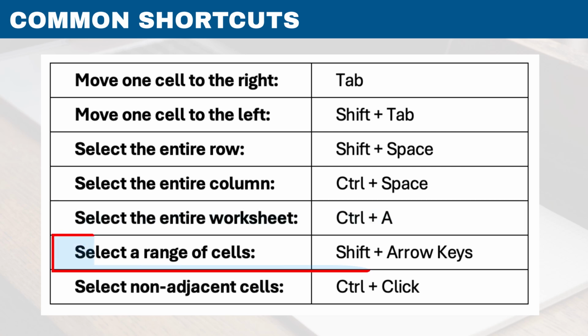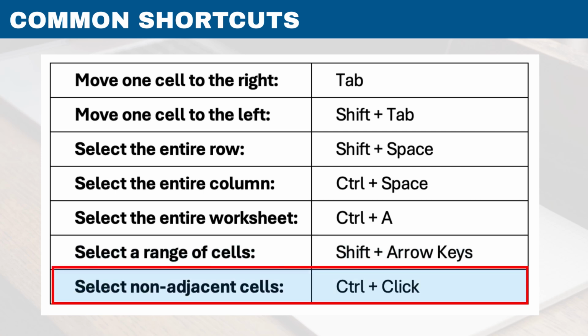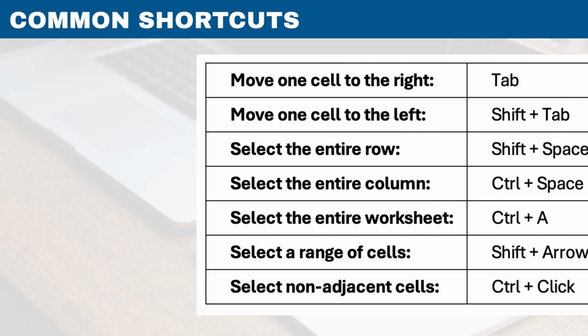To select a range of cells, click on the first cell of the range you want to select and hold down the Shift key and use the arrow keys to extend the selection. The range of cells will be selected. To select non-adjacent cells, click on the first cell you want to select and hold down the Control key and click on each additional cell you want to select. Non-adjacent cells will be selected.